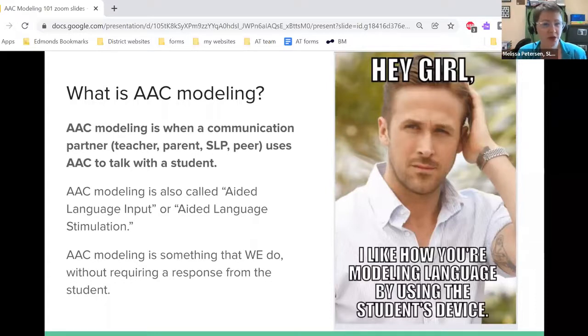I do enjoy a good meme, so there will be several throughout these slides. Here's my first one. It's starting to be a little dated, but I hope you still get it. Hey girl, I like how you're modeling language by using the student's device.